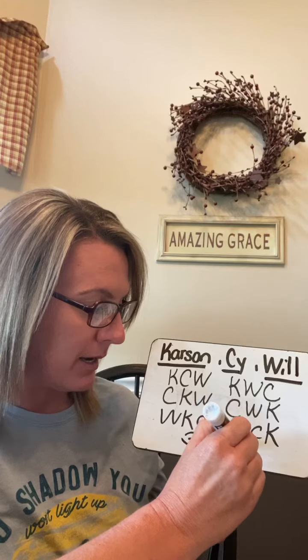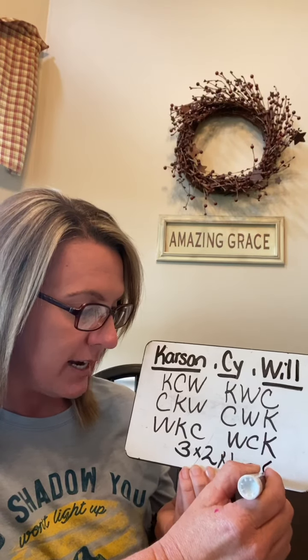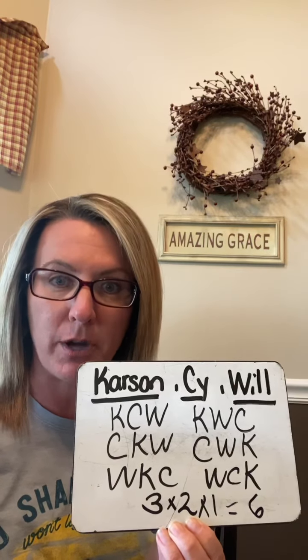Okay, so let me explain again what this means. The first position, I have 3 options, Carson, Cy, or Will. Once I've placed one of those in the first position, I then have 2 other options for the second position. Once I've placed both the first and second child in place, I'm only going to have 1 option for the third position. I can use the fundamental counting principle. I can multiply all of these together. 3 times 2 times 1 is 6. So there are 6 different possible ways I could line my children up for photographs.